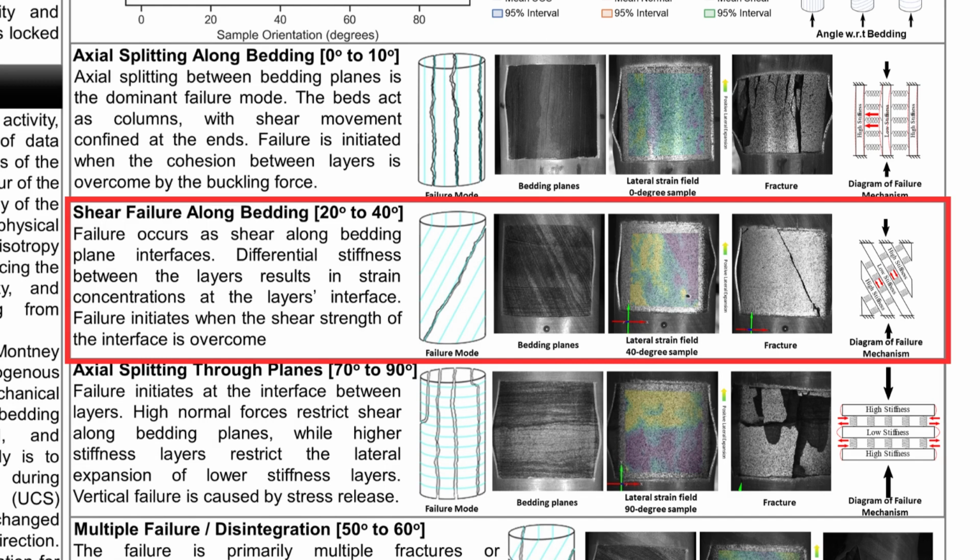We can see that the difference in stiffness results in a strain concentration across this boundary, which is where the fracture occurs. And we can see that this fracture occurs as a planar feature when the shear strength of that interface between the stiff and the less stiff layer is overcome.